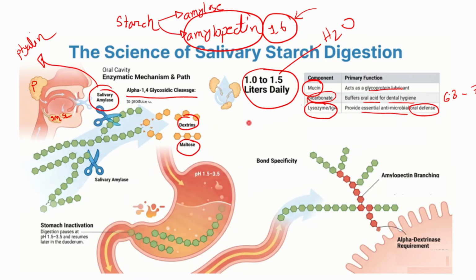The stomach contains gastric acid that drops the environmental pH down to a highly acidic range of 1.5 to 3.5, or more broadly less than 3. Because salivary amylase requires a near neutral environment to function, digestion pauses at this stage and only resumes later in the duodenum.